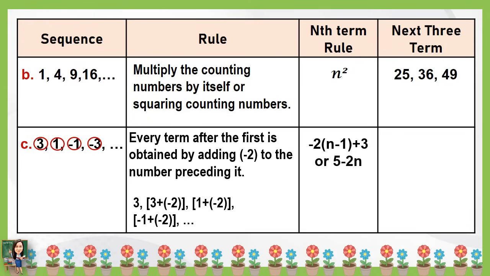And the next three terms are negative 5, negative 7, negative 9. How do we get that? So negative 3 plus negative 2 equals negative 5. Negative 5 plus negative 2 equals negative 7. Negative 7 plus negative 2 equals negative 9.